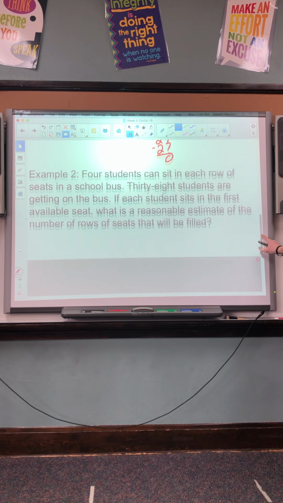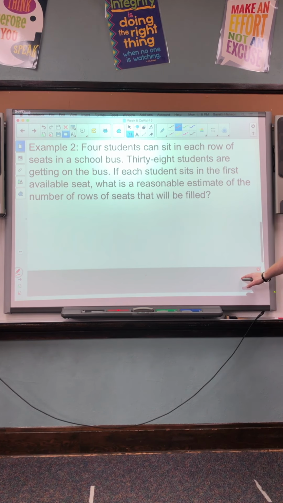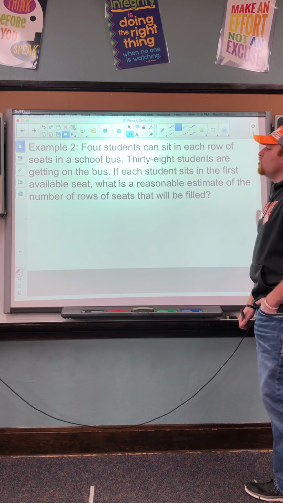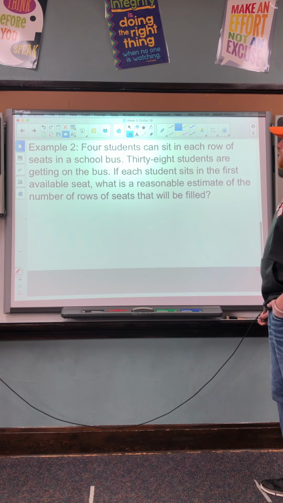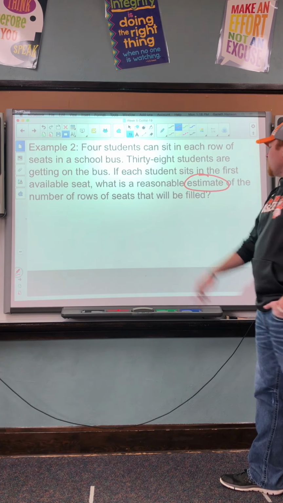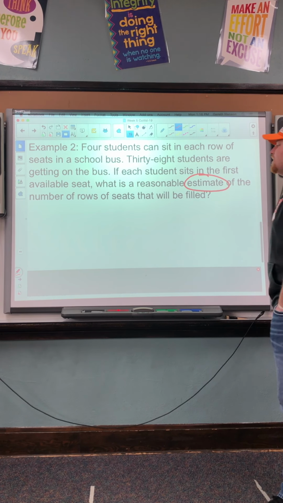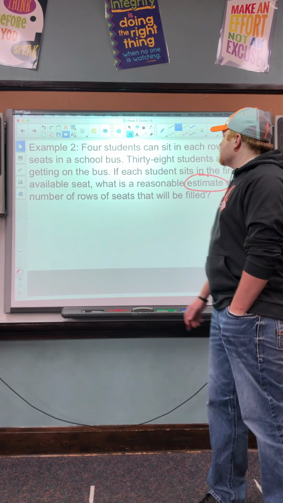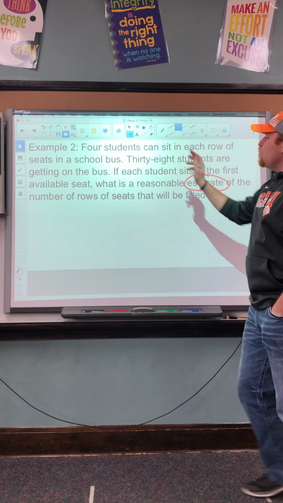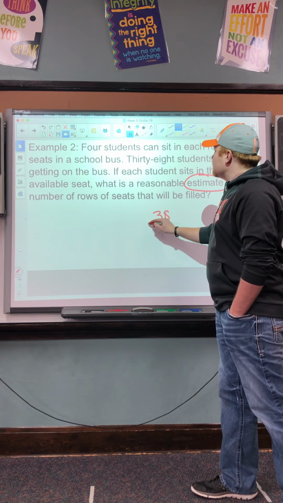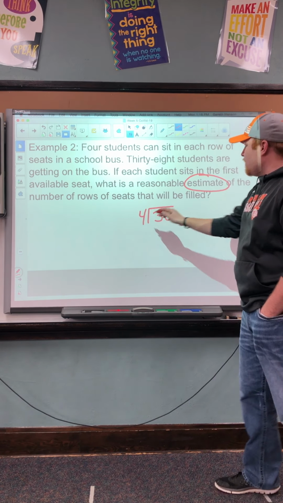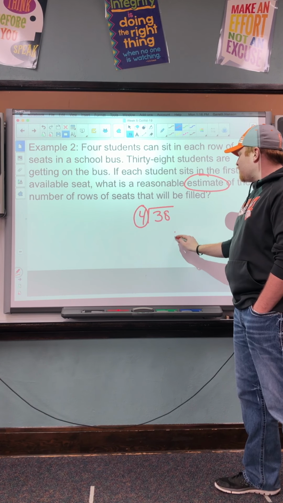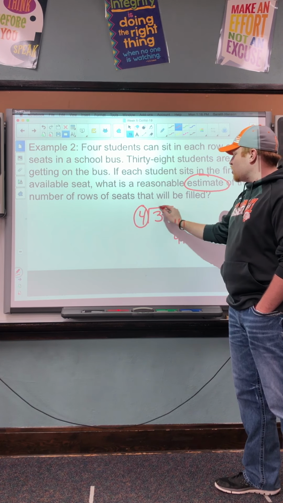Example 2. 4 students can sit in each row of seats in a school bus. 38 students are getting on the bus. If each student sits in the first available seat, what is a reasonable estimate, keyword there, reasonable estimate, of the number of rows of seats that will be filled? We have to estimate. We would usually go 38 divided by 4, but since we are estimating, we keep the 4. We don't estimate the 4. We keep that the same, but we change the 38.